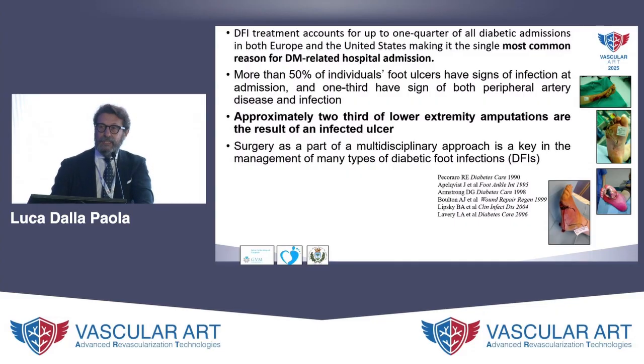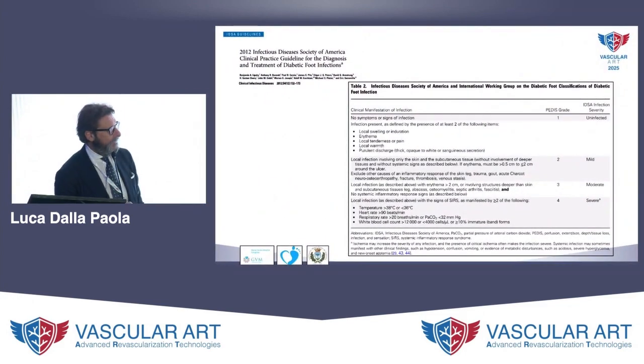So you know that approximately two-thirds of lower extremity amputations are the result of an infected ulcer. So surgery should be considered an essential part of the multidisciplinary approach when you have an infection in the diabetic foot. This is the classification of the Infectious Diseases Society of America about foot infection.